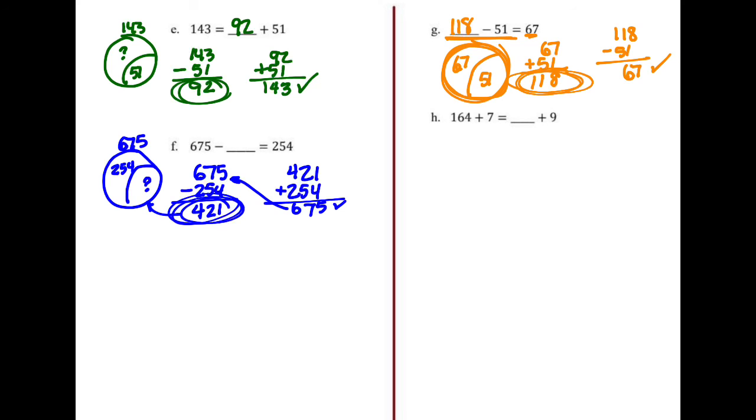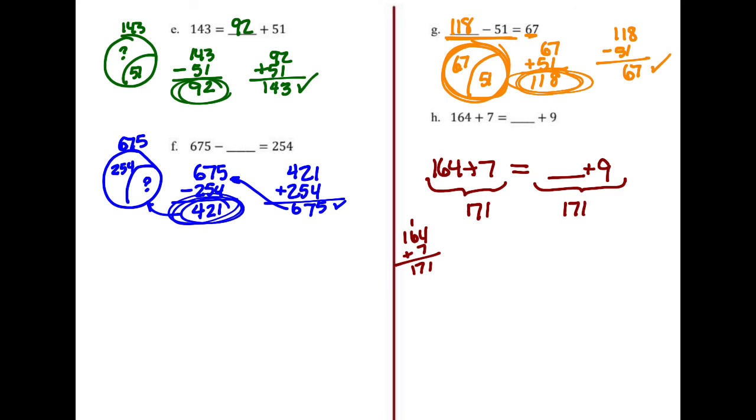The last one here is one of those balance things. So if I have 164 plus 7 on one side, and then something plus 9 on the other, and I want them to balance, let's figure out what this side is equal to first. 164 add 7, that's 11, carry 1, so it's 171. So now this side also has to equal 171. So 171 is going to be the whole, and we already know 9. We need to find this part, so we're going to subtract.